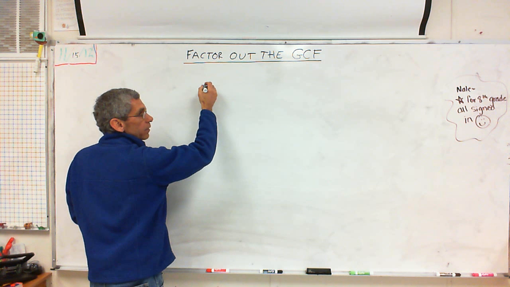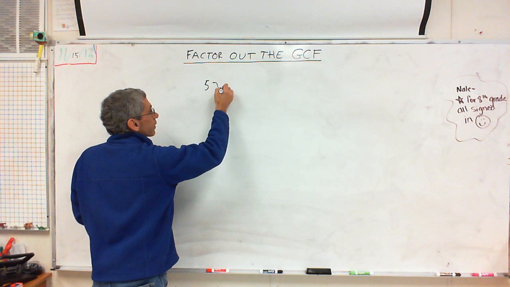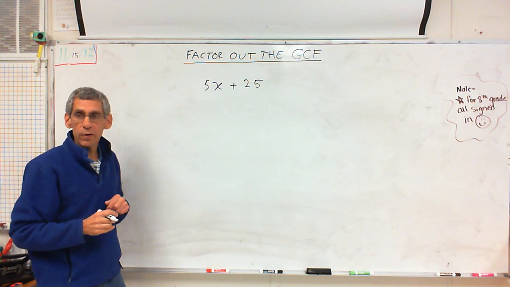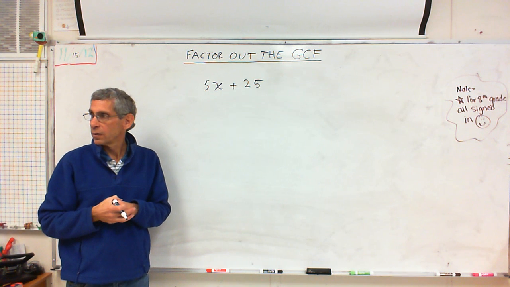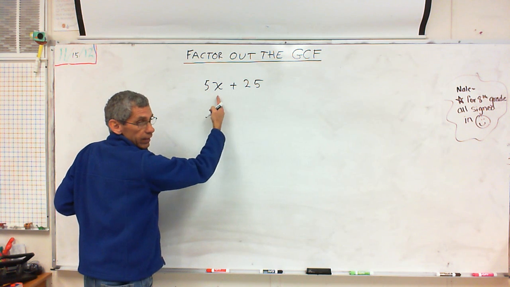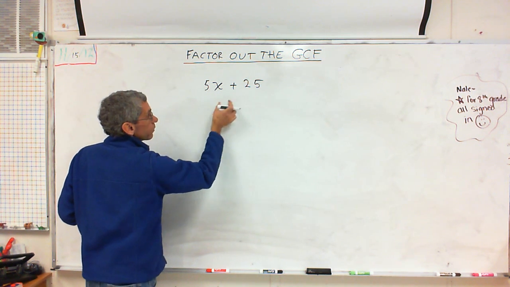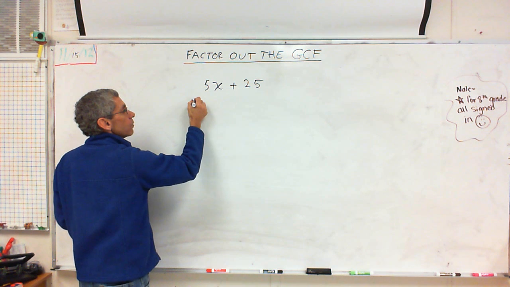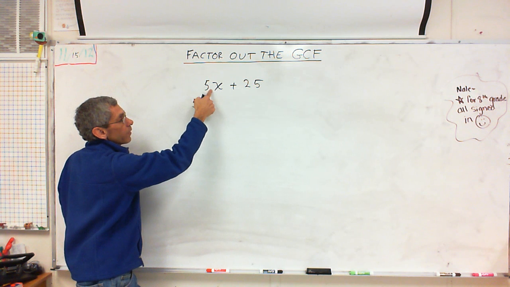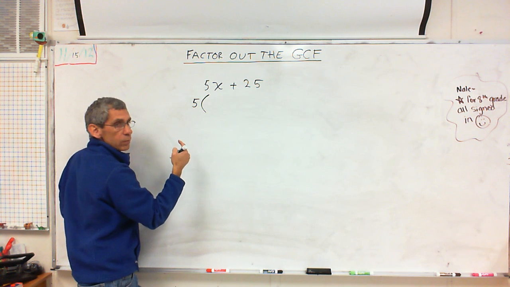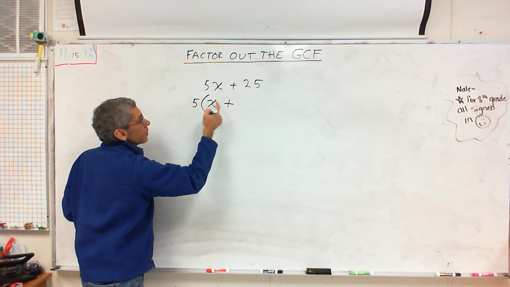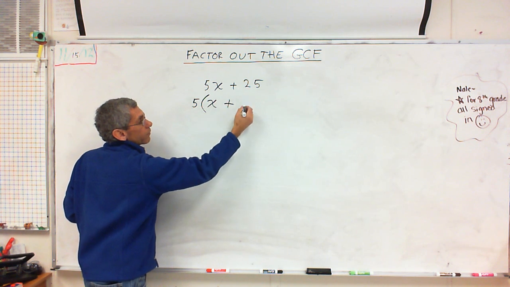So let's say I had 5x plus 25. What is my greatest common factor? 5. Right? There's no x here, so I can't take out an x. Whatever I take out has to be in both of them. 5 is in both of them. So 5. What would I put here? 5 times what is 5x? 5 times x is 5x. Plus 5 times what is 25?